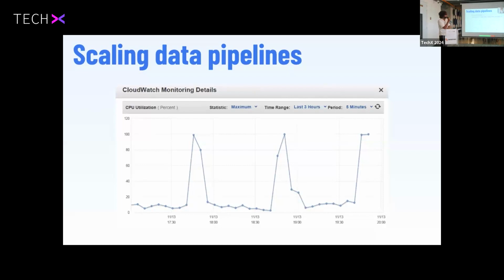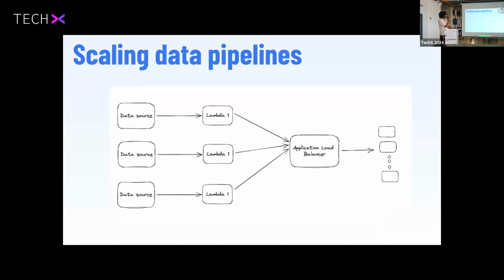So the way to solve this was simply, what we did is that instead of sending the data source directly to an application load balancer, we send it to a Lambda. People are familiar with Lambdas? What AWS Lambda is? Very few. Okay, so AWS Lambda is literally just an event-driven function.